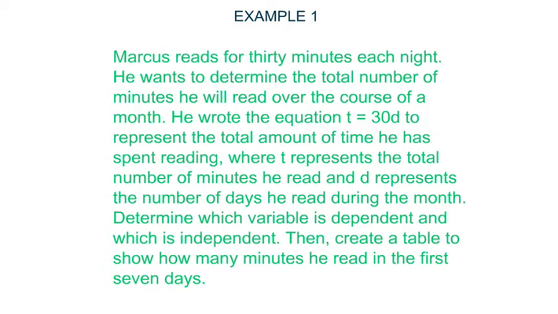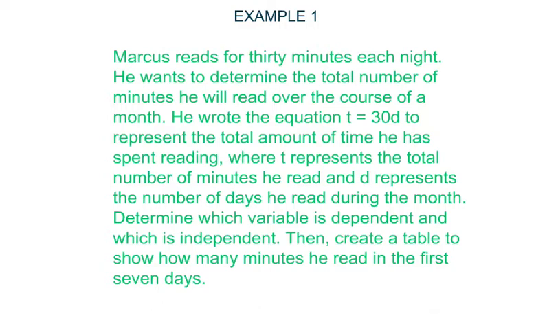Marcus reads for 30 minutes each night. He wants to determine the total number of minutes he will read over the course of a month. He wrote the equation T equals 30D to represent the total amount of time he has spent reading, where T represents the total number of minutes he read, and D represents the number of days he read during the month. Determine which variable is dependent and which is independent. Then create a table to show how many minutes he read in the first 7 days.